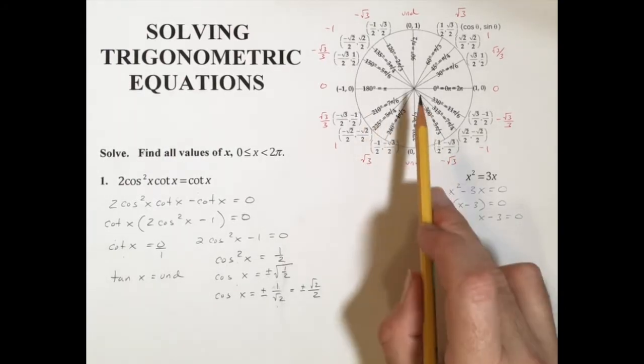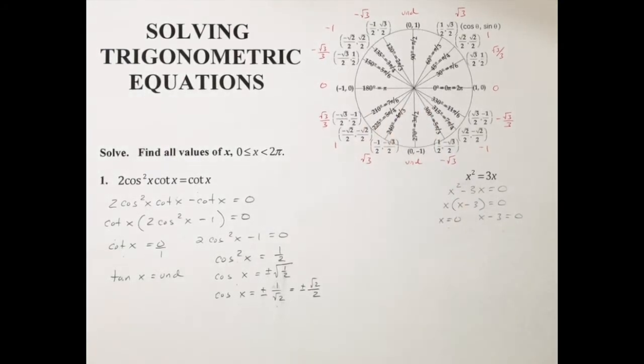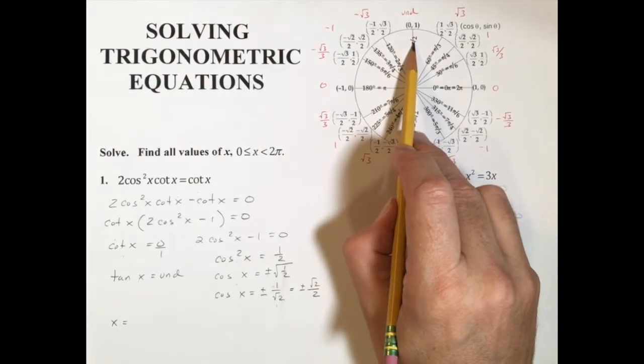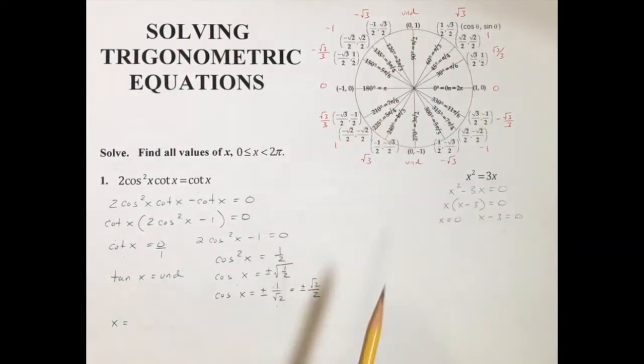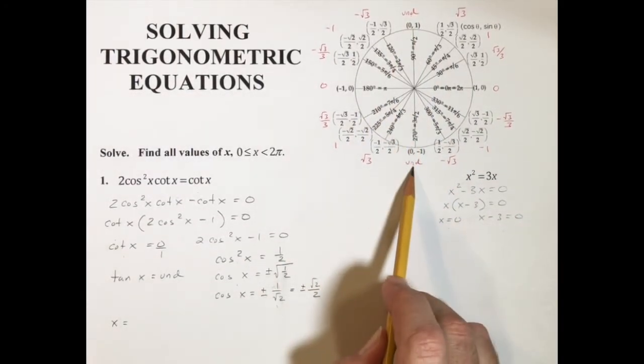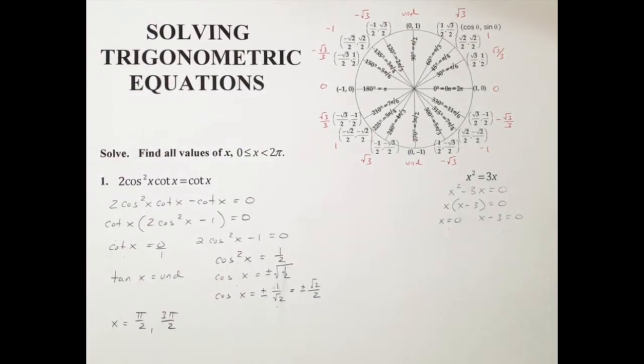I'm now ready to go up to my unit circle and find my answers. Tangent of x is undefined. Well, which angles have a tangent that's undefined? Pi over 2, tangent of pi over 2 is undefined, and 3 pi over 2 is undefined. And let's also go find where cosine of x is both positive and negative radical 2 over 2.